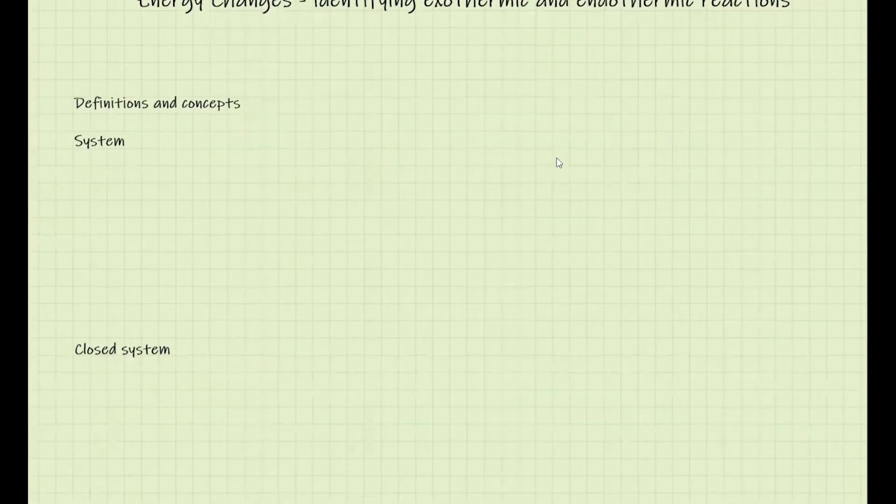System and closed system is what we're going to look at first. Now, a system is quite simply just the reactants and products, nothing else. Everything else, as we'll see later, is called the surroundings. So it's literally the chemicals of A going to B, where A is our reactants and B is our products. Nothing else can be your system.